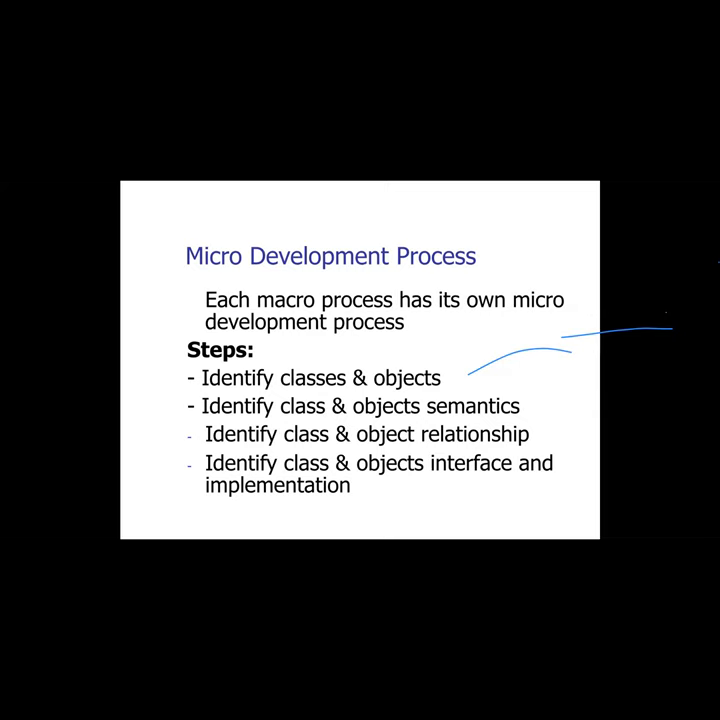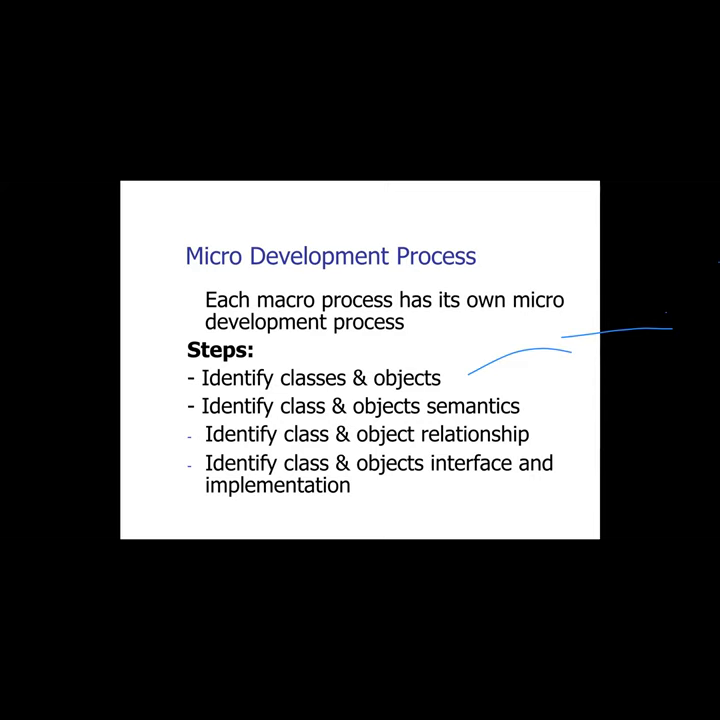So identify classes and objects relationship. How many classes are we using? From each class, how many objects are we going to create, and how are the objects going to interact with each other? What will be the relation between the classes and objects? Identify classes, objects, interfaces, and implementation. So: identify classes and objects, semantics, relationships, interfaces, and implementation.